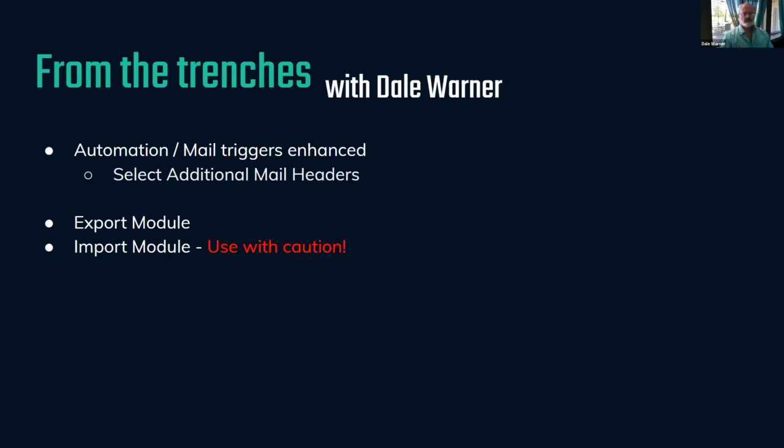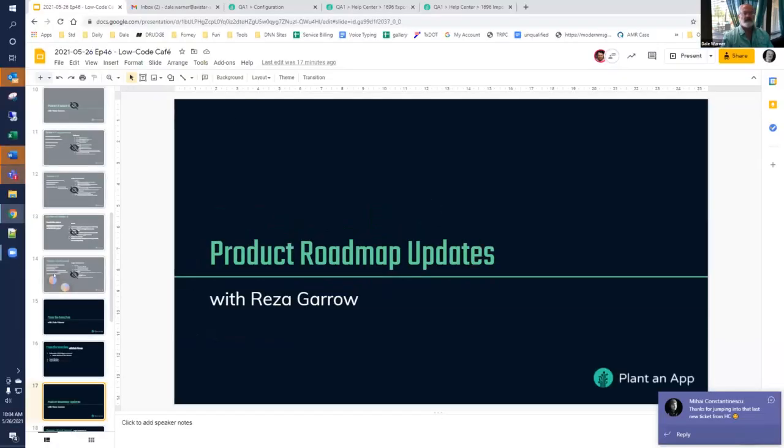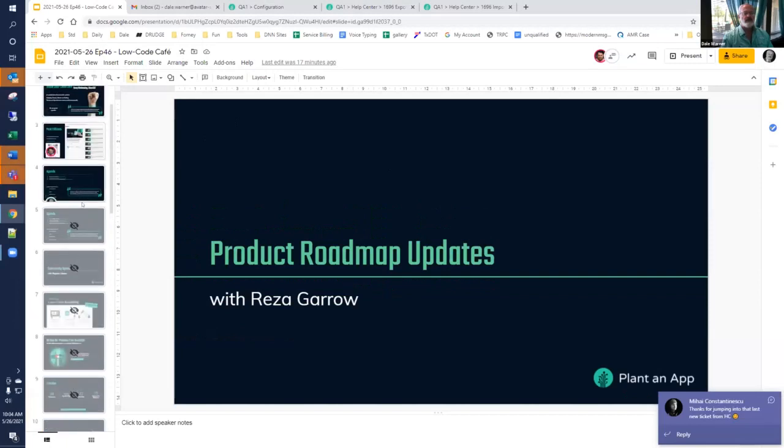So the first is automation mail triggers that are enhanced to have additional mail headers. And we'll demonstrate that and why that's important. And then two new actions have been added, export module and import module. And I think this is the first time I've used red on my screen here, but the import module is one of those things you need to understand and use with caution. So let's back up here and let's get out of that. I'm already trying to pass it to Reza here.